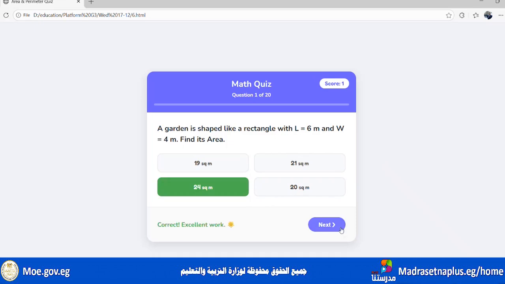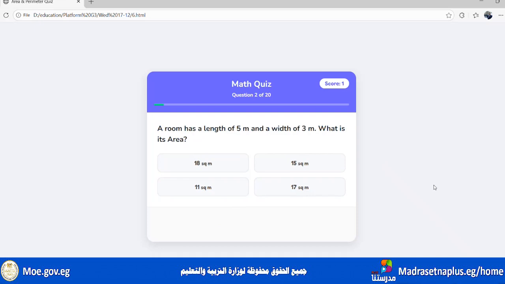Another one. A room has a length of 5 meters and a width of 3 meters. What is the area? That means rows, columns, length, width. You are free to get your way. It's up to you. 5 times 3 equals 15. That's right. Yes. Okay. Next one.